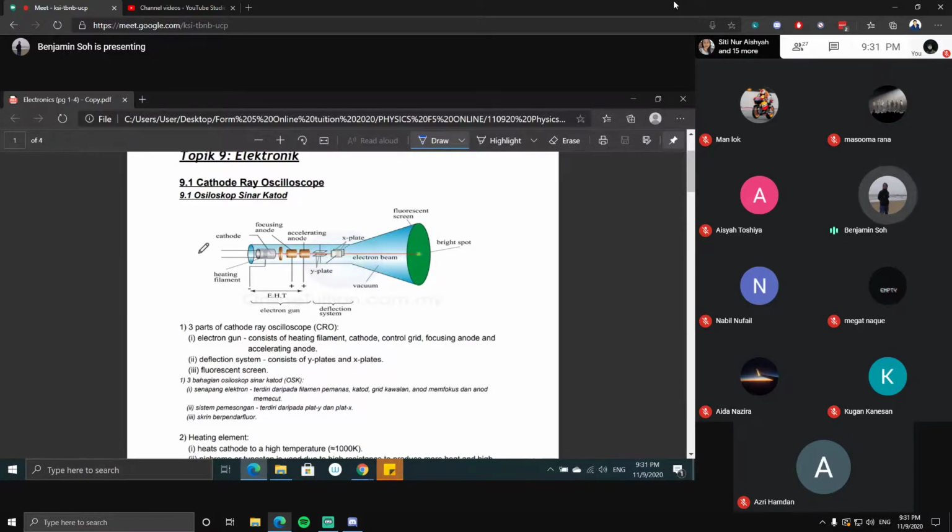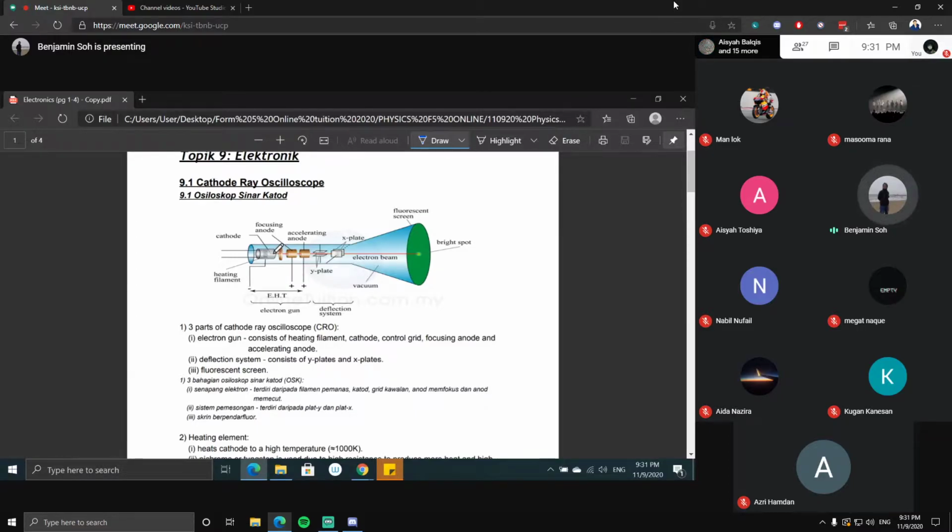Okay, again, you switch on the CRO, electrons start to flow and heat up the heating filament. Once the heating filament is heated up, it will also heat up the piece of cathode here. Once this piece of cathode gets heated up, the surface in front of it will start to give out electrons. When it's hot, it gives out electrons, because the electrons get excited and have enough energy since it's heated up.